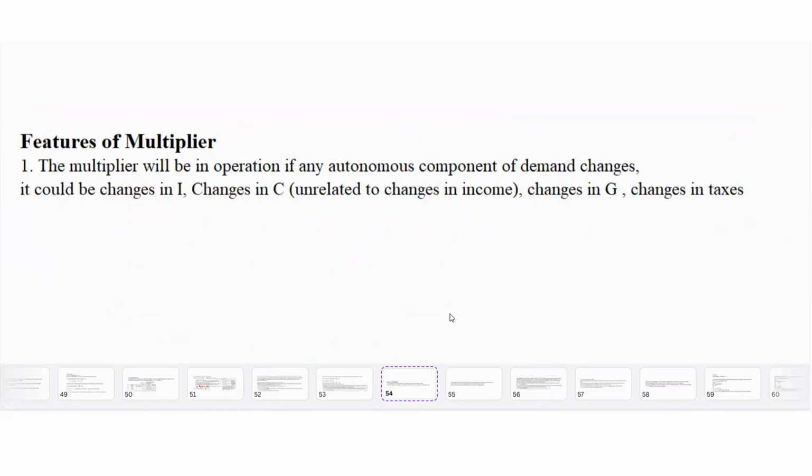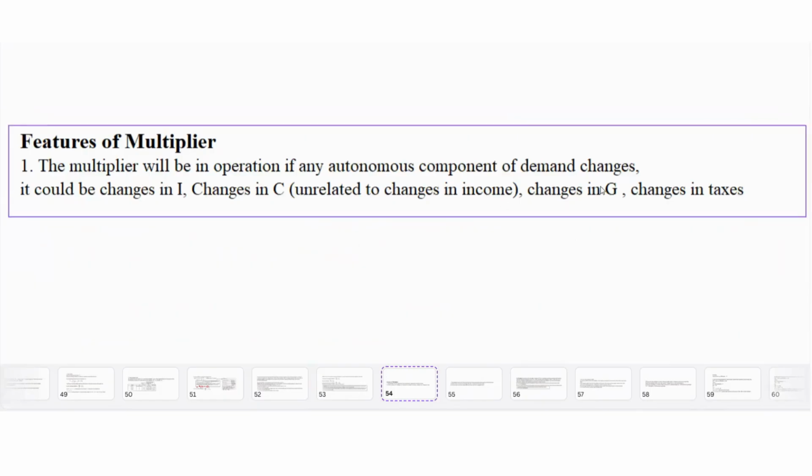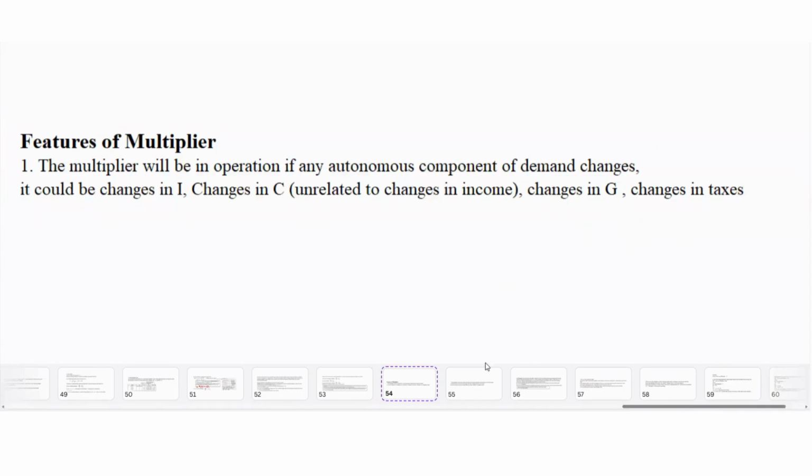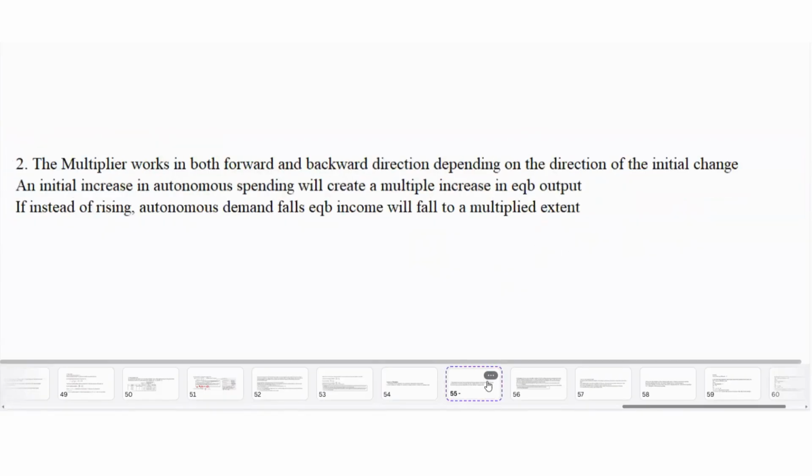The first feature, like we just said, is that the multiplier will be in operation if any autonomous component of demand changes, a component not related to income. So this could be changes in investment, changes in C unrelated to changes in income, changes in G, changes in taxes, and so on.